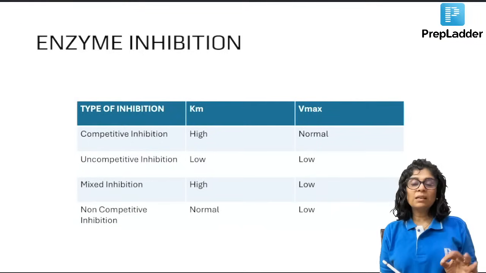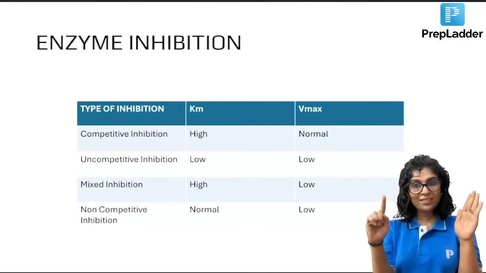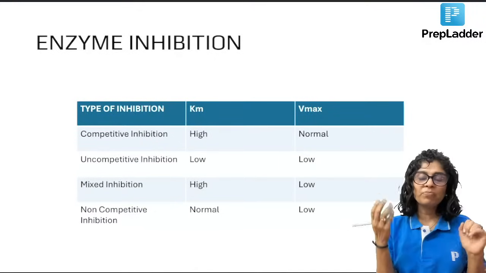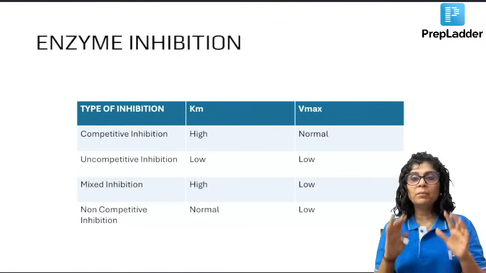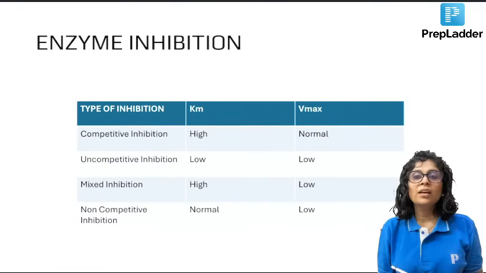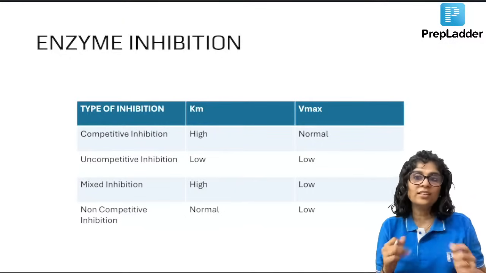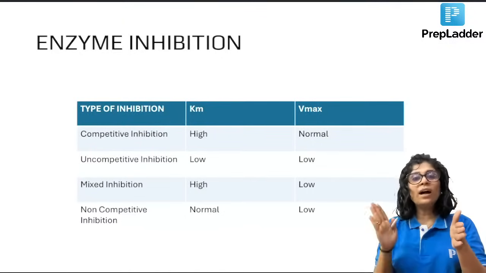So quickly, competitive inhibition, you can overcome the inhibition. So Vmax is normal, but Km is high. Uncompetitive inhibition, parallel. Vmax is low, Km is also low. Mixed inhibition, both are mixed. Both the values are in the wrong direction. Vmax is low and Km is high.